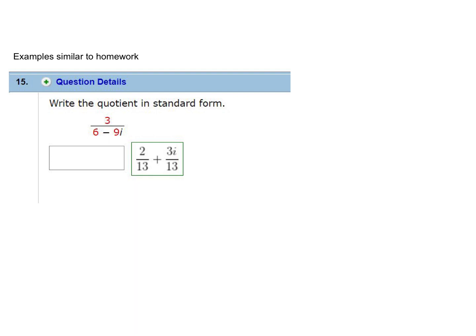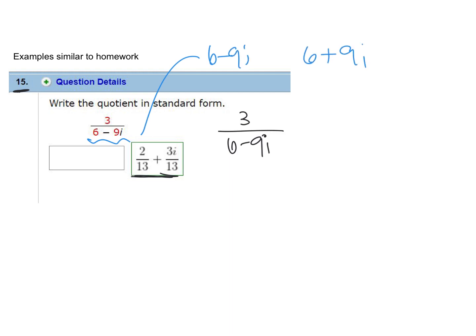All right, so let's look at some of your homework problems. So this is homework 15. And here's our answer, but I'm going to show you how we get to that. Remember, you'll have a similar question, just different numbers. So I'm going to multiply by the conjugate. And the conjugate of 6 minus 9i is just 6 plus 9i. So I multiply the top and bottom by 6 plus 9i.